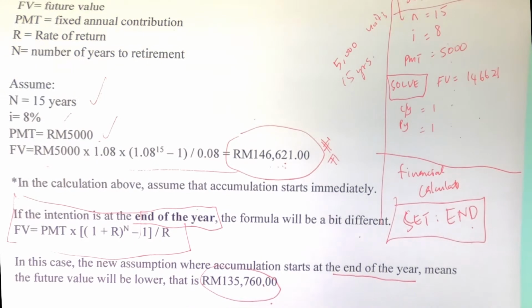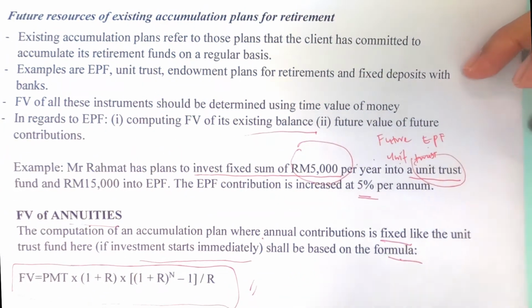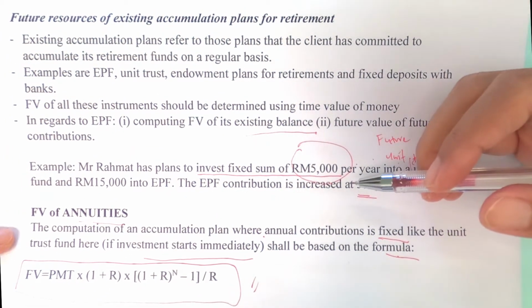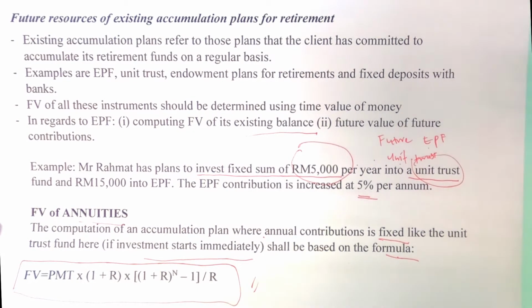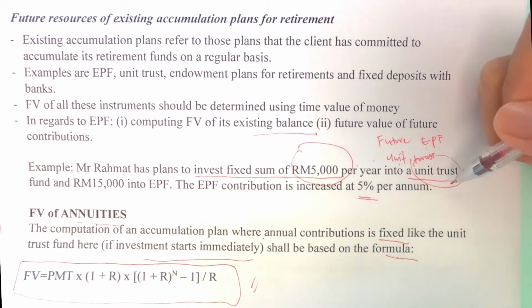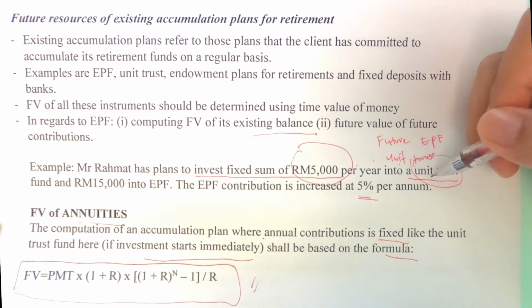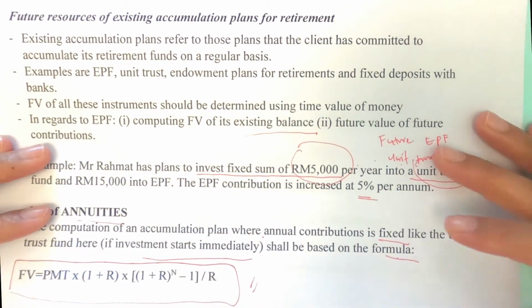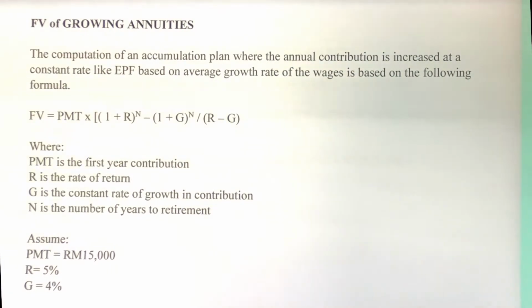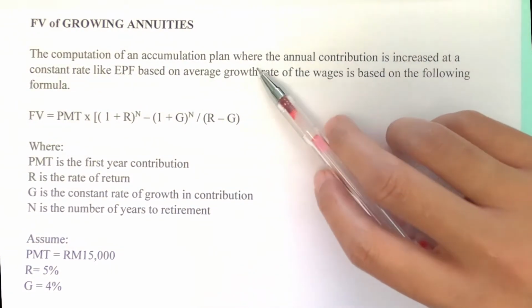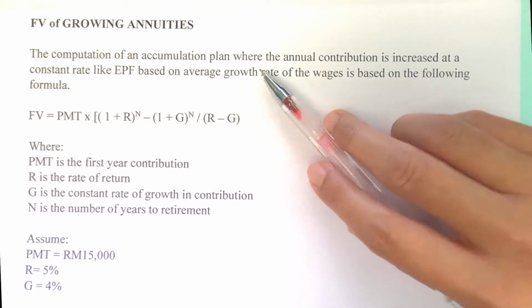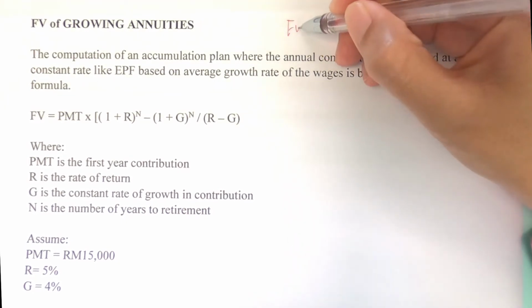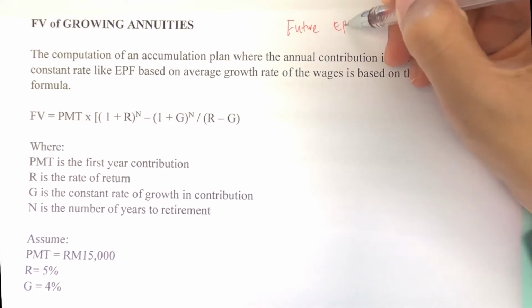Alright, so just now we already discussed the FV of annuities of fixed contributions like EPF and unit trust, where every year the payment made will be 5,000. But now we're going to look at the case of FV of growing annuities in the case of future EPF.